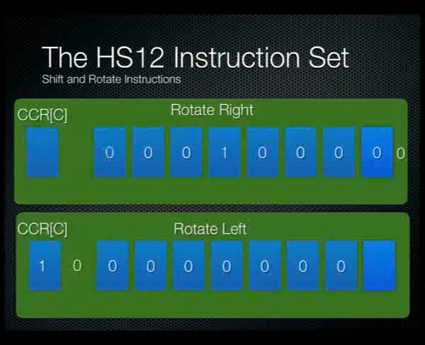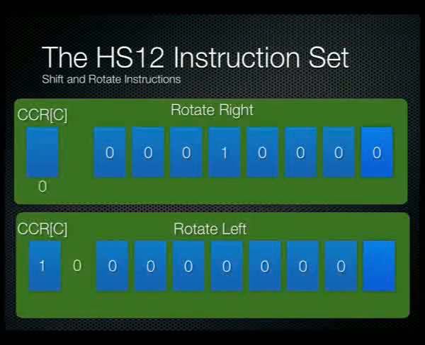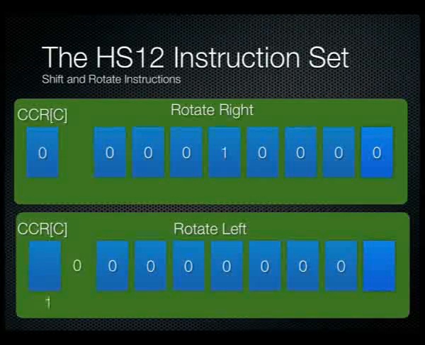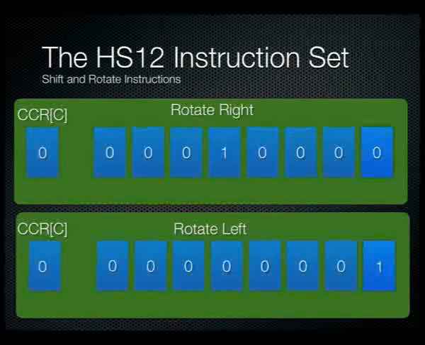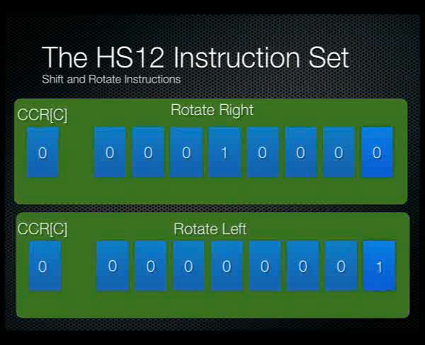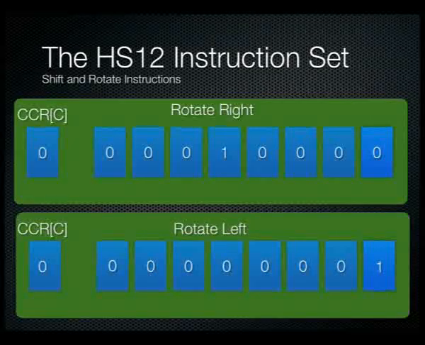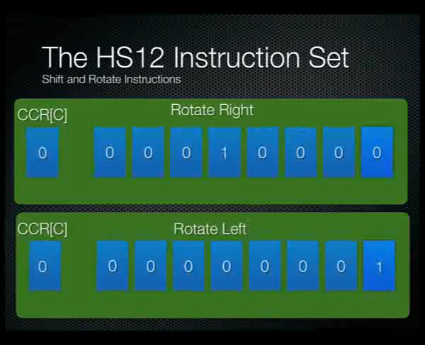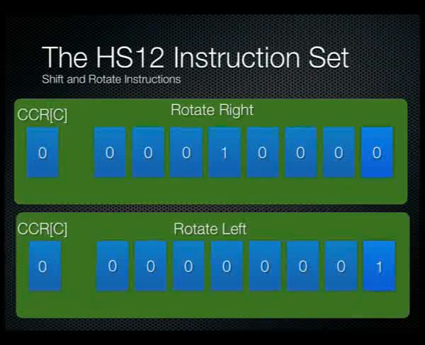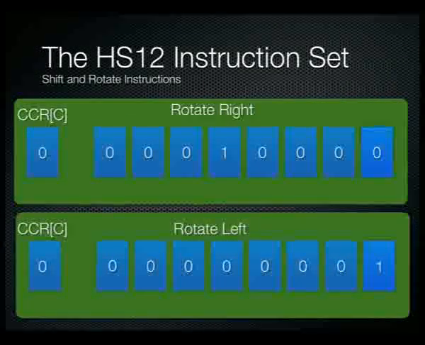You can do that again. See the condition code register goes into the actual register, and the LSB into the condition code. Same thing, rotate left: condition code register into the least significant bit, most significant bit into the condition code register. So you can see it's rotating through that 9-bit register, where the 9th bit is in fact the carry bit in the condition code register.